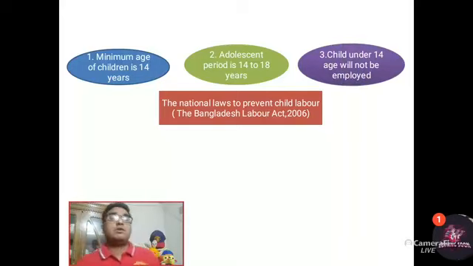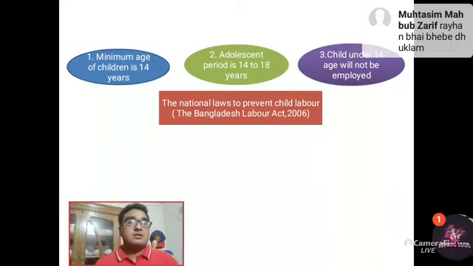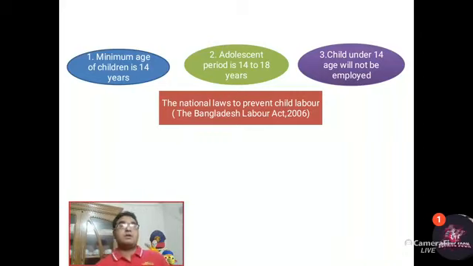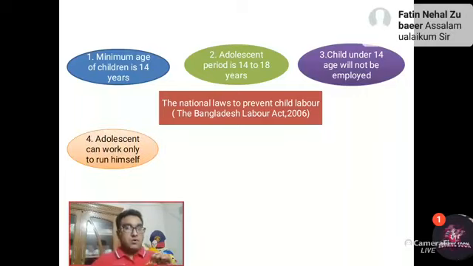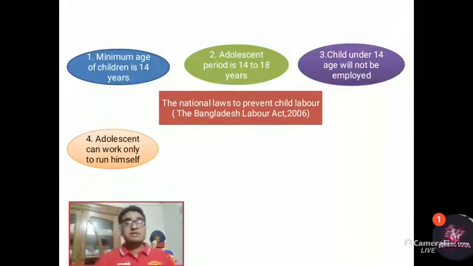And number three, a child under 14 will not be employed. That means the age of a child is under 14 years according to the law of Bangladesh. Now I'm going to number four. An adolescent cannot work only to run himself.